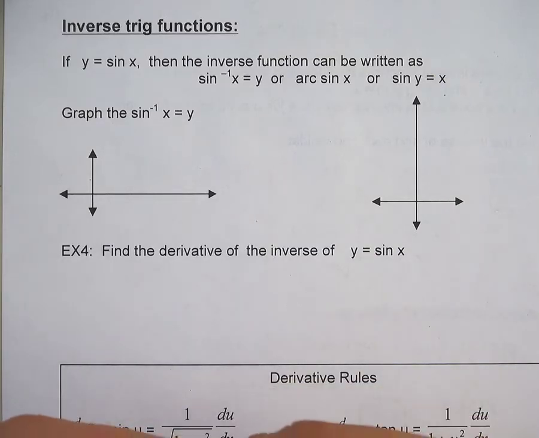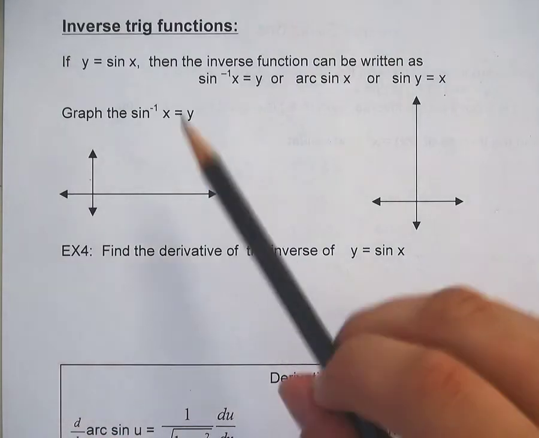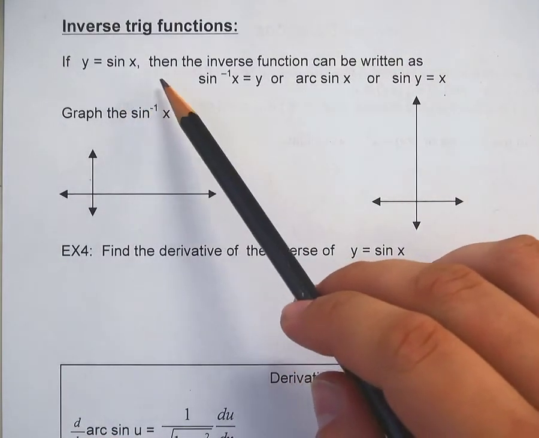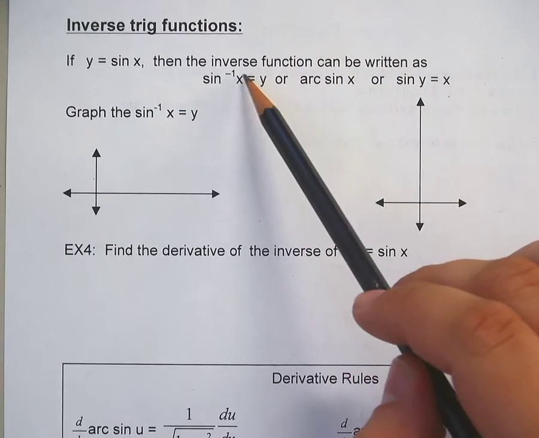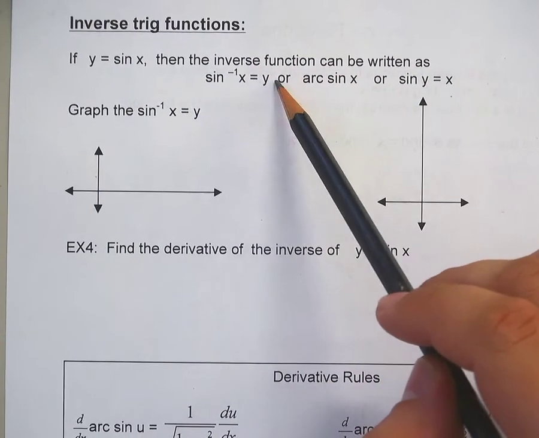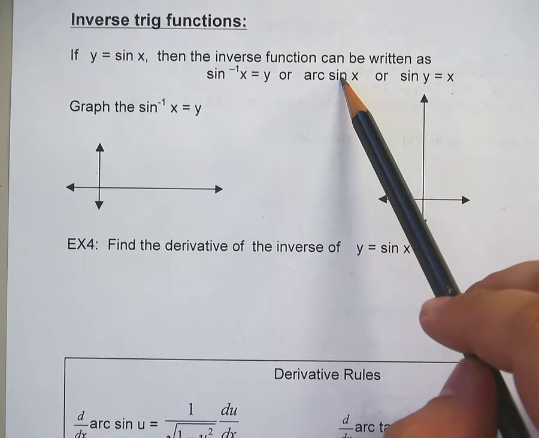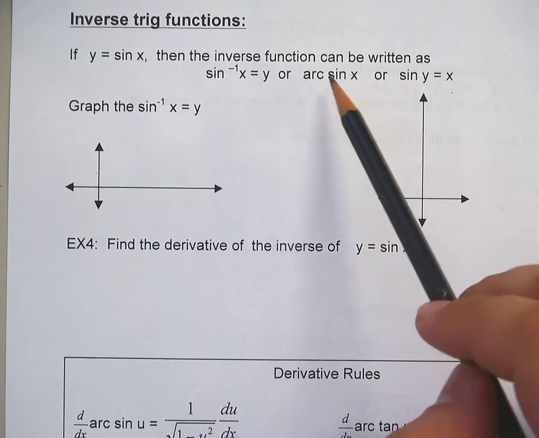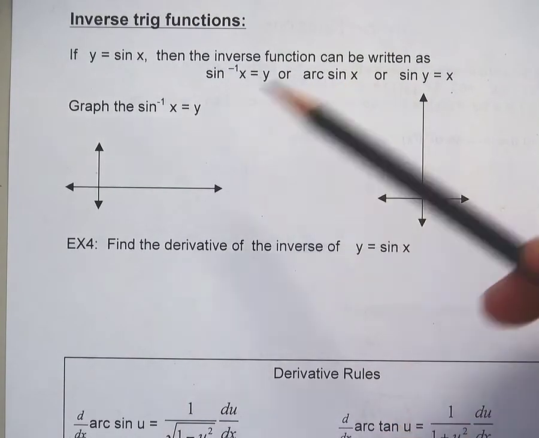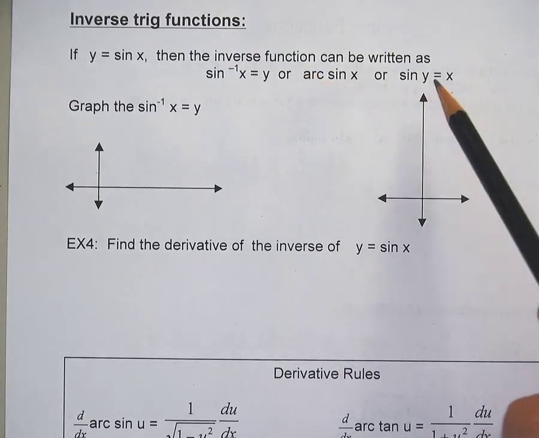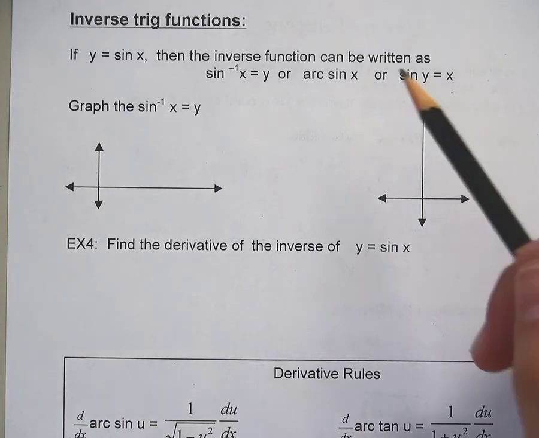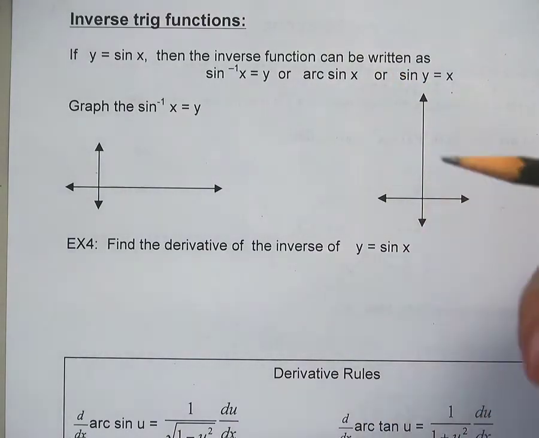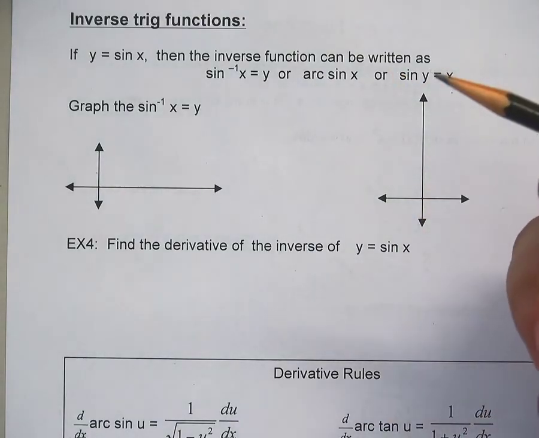First, right off the bat here, if y equals the sine of x, then the inverse function can be written as sine to the negative 1 of x equals y, or arc sine of x. Arc sine means the inverse sine, right? Or you could just switch x and y: sine of y equals x. They all mean the same thing. Arc sine is probably the one you're used to hearing most of the time.